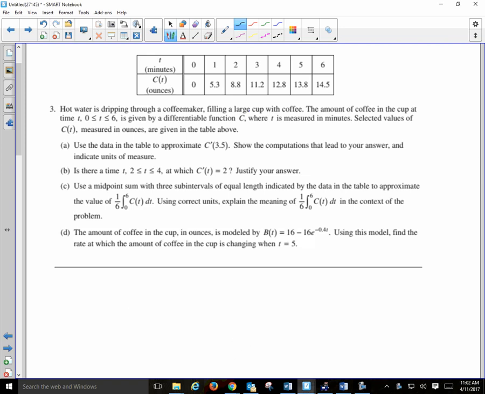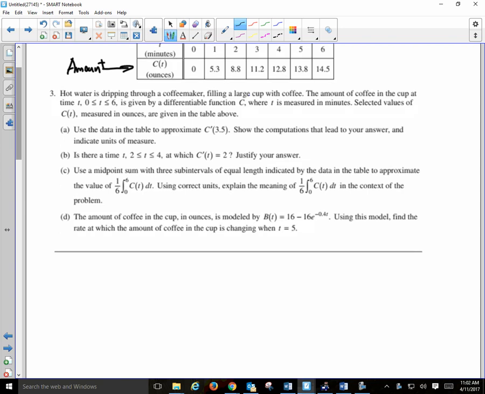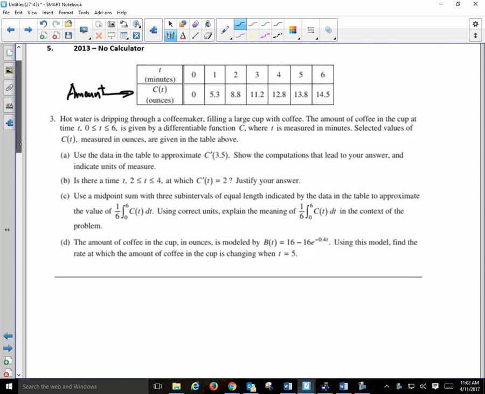Okay, hot water is dripping through a coffee maker, filling a large cup with coffee. This is the amount. So is that a rate function or an amount function? This is the amount. It is not a rate function. Important to note for the problem as we continue on. Selected values are given. Use the data in the table to approximate C prime of 3.5.